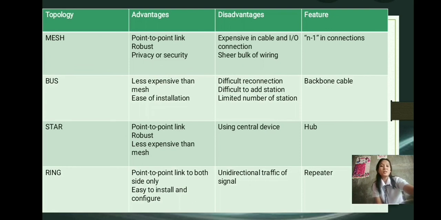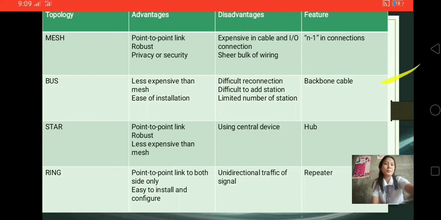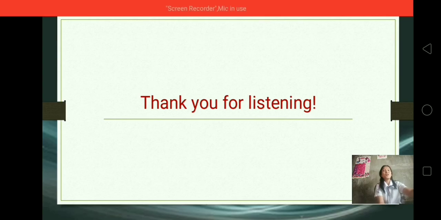For star, the feature is point-to-point link, it is robust, and less expensive than mesh. Those are the advantages of star. The disadvantages of star are the use of a central device, and the feature is the hub. For ring, it is point-to-point to both sides only, and easy to install and configure. Those are the advantages of ring. And the disadvantage is unidirectional traffic of signal, because it goes around in a circle. The feature is the repeater. So, that's all my report.